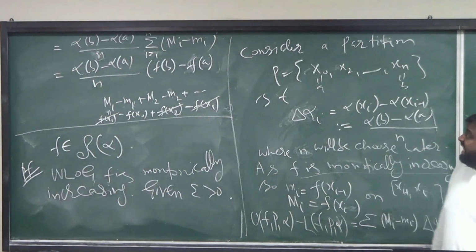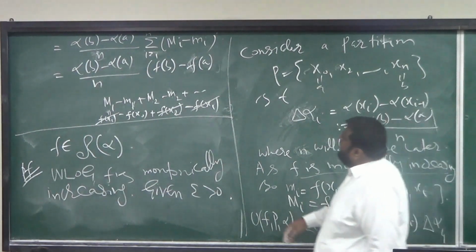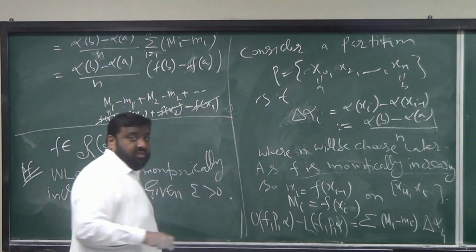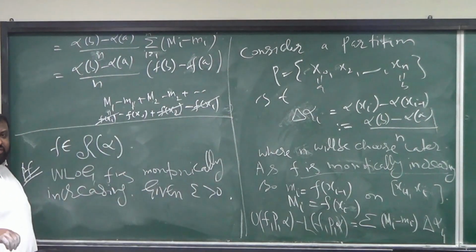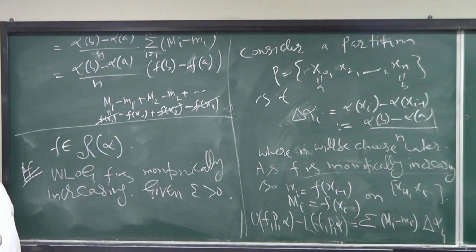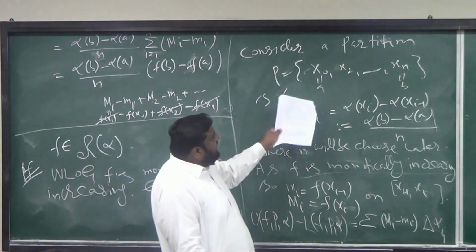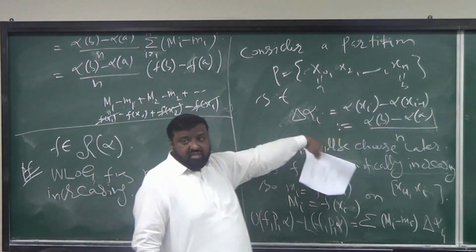Images. Why is this not to be images? Yes, so f of b, because x naught is a and xn is b.